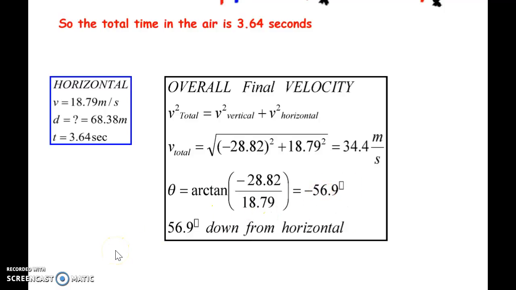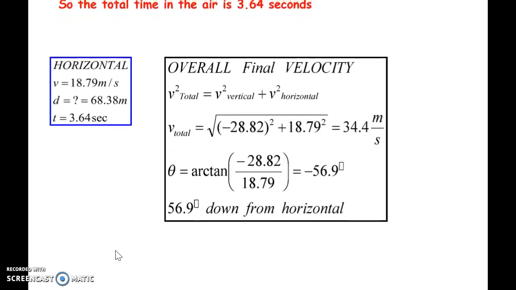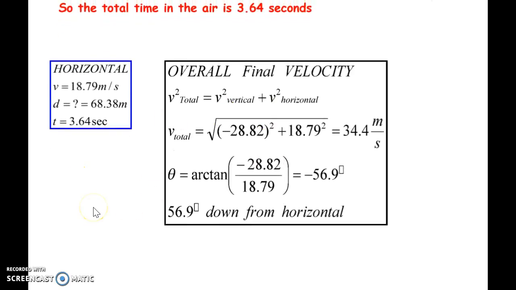So I hope that helped a little bit. Those are the harder projectile problems. Please come and see me if this is still a little confusing to you. You might want to just replay this video and give it another try on your own. Good luck.